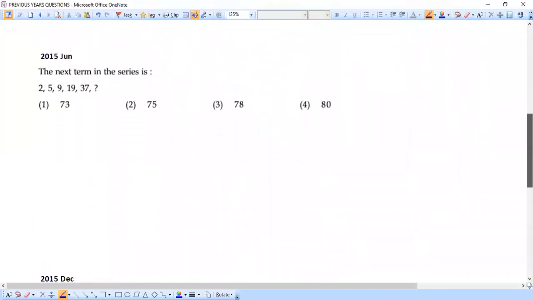I will mark this as question number 2. Question number 2 is from December. I'm sorry, question number 2 is from 2015 June. We are getting a question here: find the next term of the series 2, 5, 9, 19, 37 and a question mark.